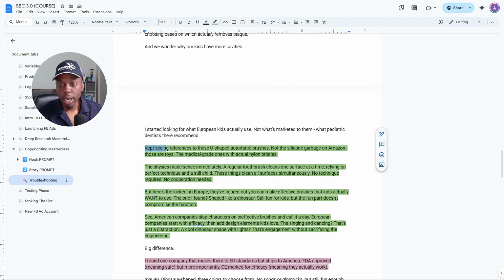So the person here kept seeing references that these U-shaped automatic brushes, not the silicone garbage ones on Amazon, those are toys. The medical grade ones with actual nylon bristles. So now I'm creating that distance and showing, hey, our specific U-shaped toothbrushes are different than the ones on Amazon. Because people read stuff all the time on Facebook, and the first instinct, for not everybody, but a good portion of people, is like, oh, maybe I could just get this on Amazon and get shipped quicker, and I can have a 30-day refund, right? So we have to make sure that they realize that we're not the same product.